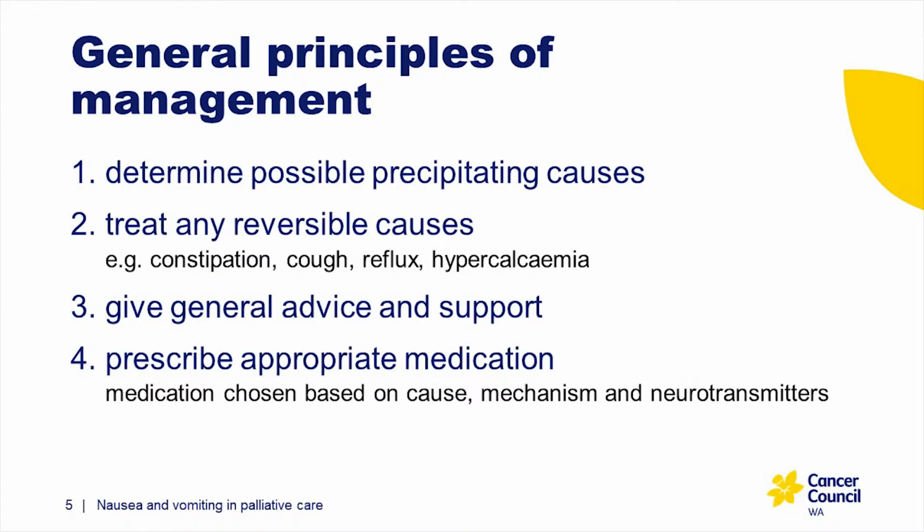So the general principles of managing nausea and vomiting are that we try and determine what we think are the underlying causes. We want to treat any underlying cause that we're able to. So for instance, if it's an infection, we might want to treat that. If we have biochemical abnormality, we might want to treat that. If it's due to constipation, we definitely want to treat that. We would give general advice and support, and I'll talk a bit more about that later on.